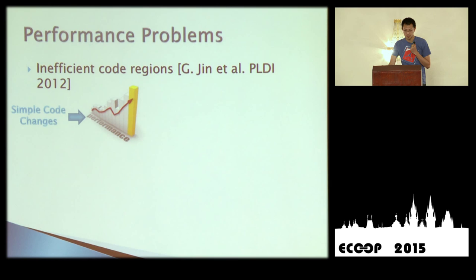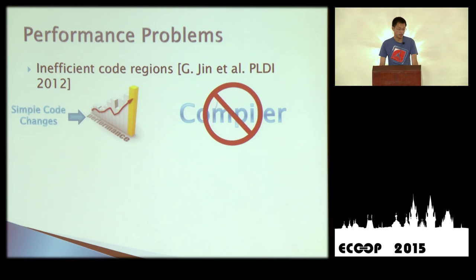Those inefficient code regions cannot be optimized away by compilers. Why? The reason is that those problems usually contain semantic information, and that semantic information cannot be understood by the compilers, so the compiler cannot handle it.